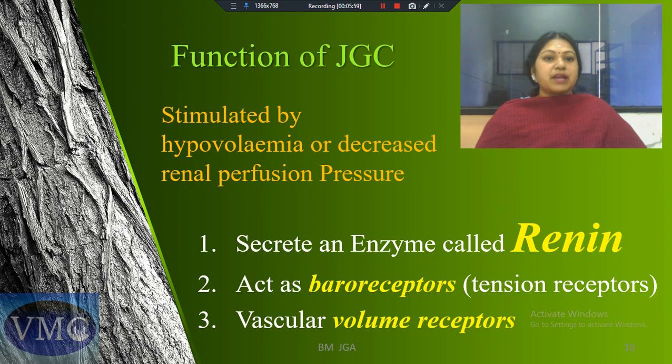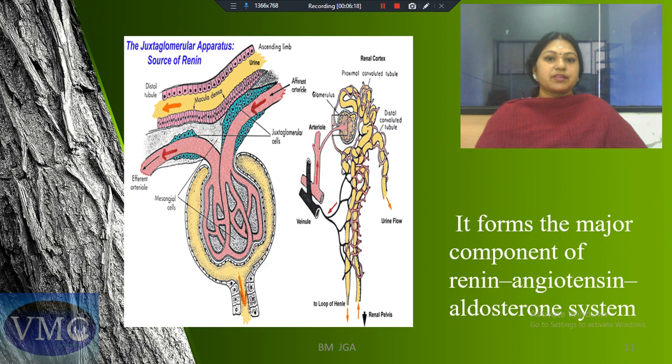They act as baroreceptors. They sense the decrease in the blood pressure. They are tension receptors, as well as they sense the volume depletion in your extracellular fluid. So they function as a baroreceptor and a volume receptor. So this forms a major component of the renin-angiotensin-aldosterone system, or the RAAS mechanism.